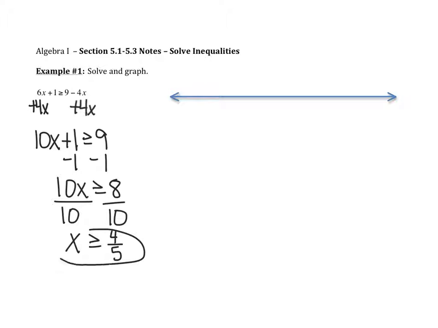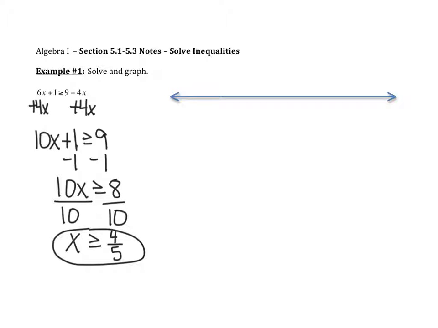So here is my answer. What this means is any number that is greater than or equal to 4 over 5, if I plug that in for the x into my original inequality, this side will always be greater than or equal to this side. So to graph it, I only require you to show the number on the number line. Some teachers require you to show where 0 is also on your number line, but I only require just the number that you got for your answer.